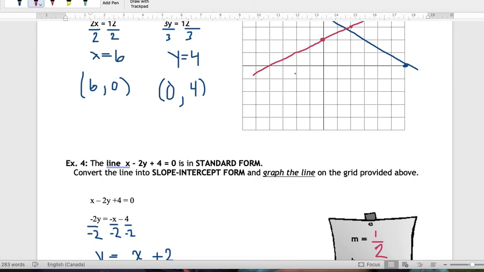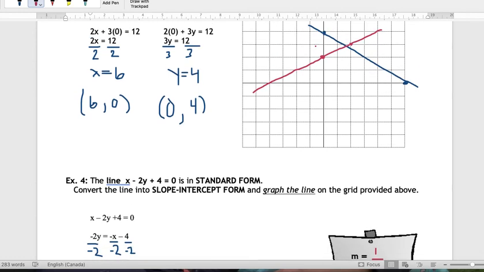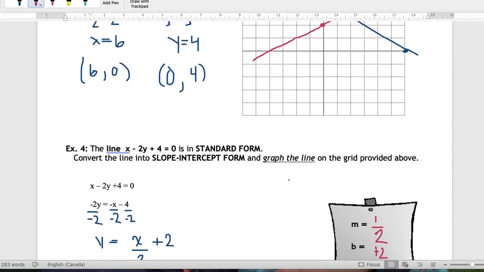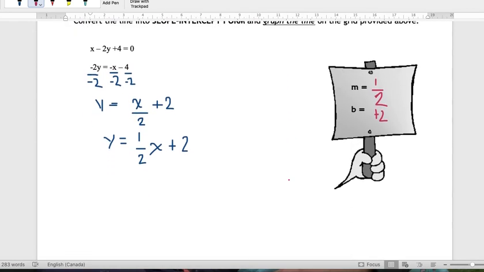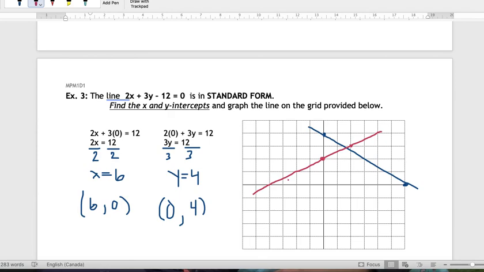But if it's asking you for the intercepts, all you need to do is extend your line until you touch that x-axis. If I asked you for the intercepts, the x-intercept would be (-4, 0), and your y-intercept for the pink line is (0, 2). So just take a look at that. If you have any questions about using intercepts, just send me a message.